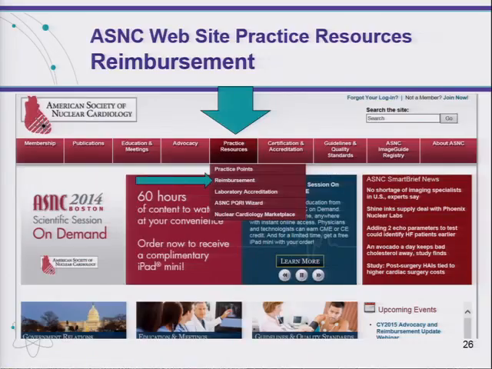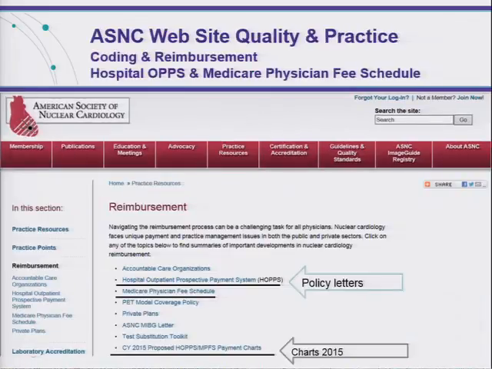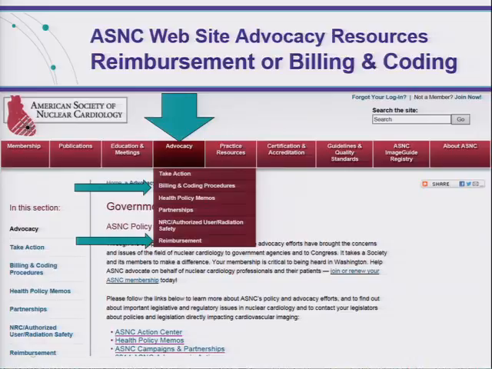Don't forget the website. It has changed a little bit, so I like to guide you to practice resources and guidelines, and advocacy is where you're going to find most of the coding and reimbursement materials. Notice you can see the reimbursement is under practice resources. And then you can see that you've got some payment tables, and you've got the model coverage policy. So ASNC tries to link things so it's easy for you to get to those resources.